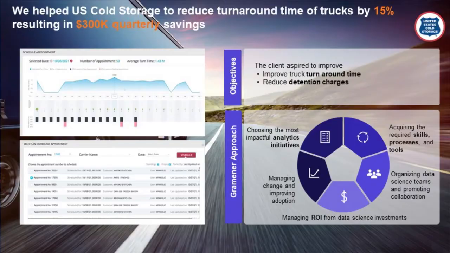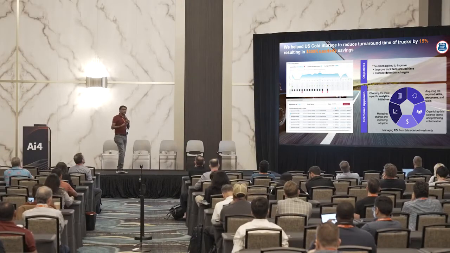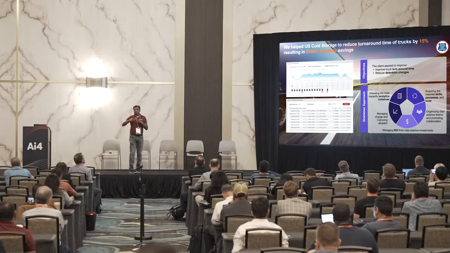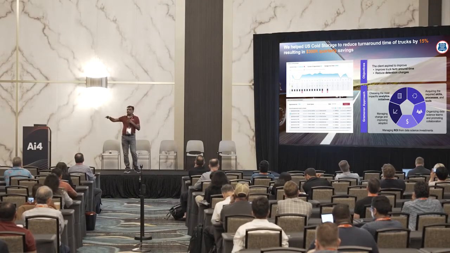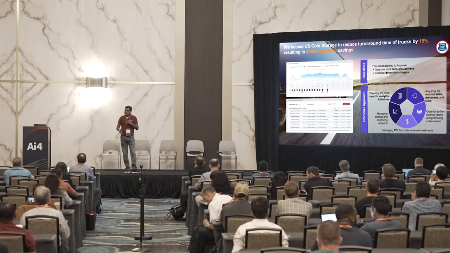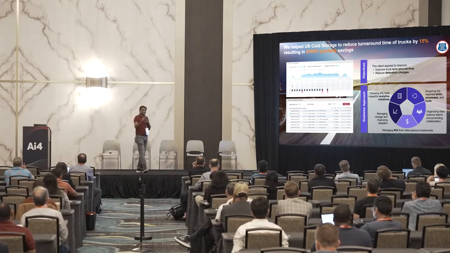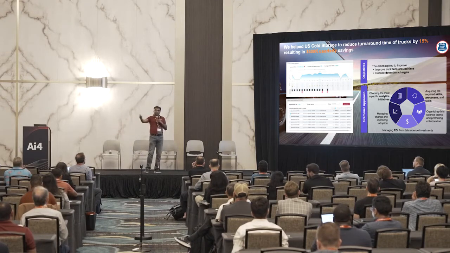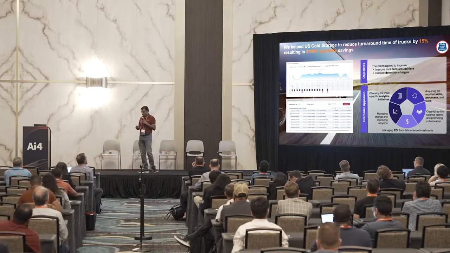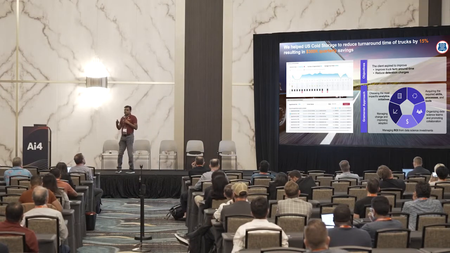So if I get into it, we were working with one of the cold storage companies, the second largest cold storage in the United States. The key problem, they said, hey, we want to reduce the turnaround time of trucks. Because the trucks take a lot of time moving around, waiting at our warehouses, we get huge detention charges. And then we have a bad NPS from our customers because they have to wait longer at our warehouse. So they said, how can you guys help us out?